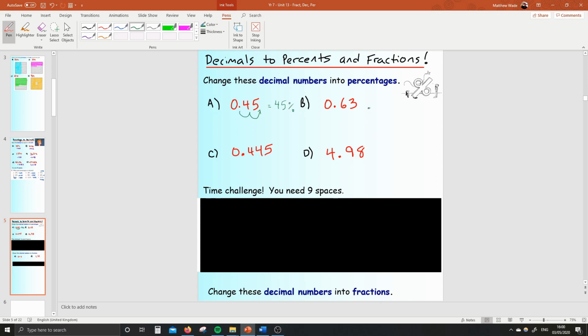Cool, cool, cool. This one here, 2 times to the right, 63%. This one here, I'm going to have a decimal in. That's okay, though. 44.5%. Now this one here as well. Oh, it's a good one, this one. 1, 2. So this is going to be 498%.